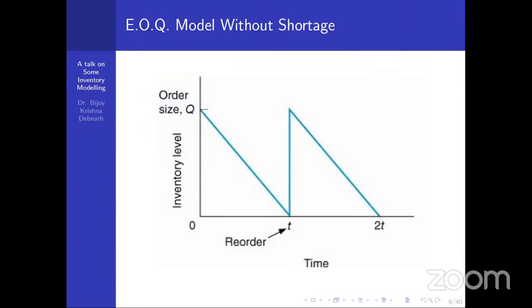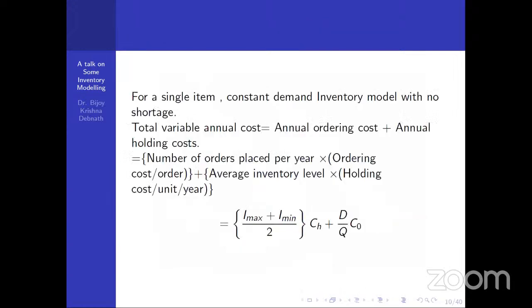Now these models have been changed and modified in many ways. So you have to think of this. I will show you some of the modifications of these models. For now, this is a single item model with constant demand.